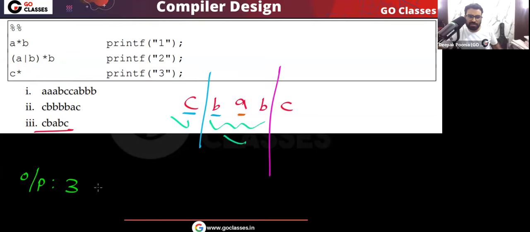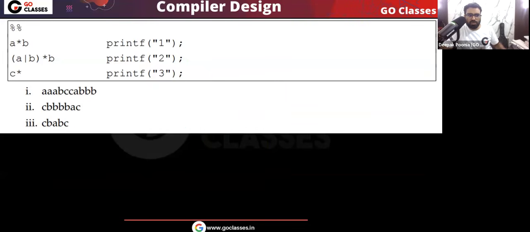You can see this is matching with token 2, the regular expression corresponding to token 2. Yes or no? Now you can see finally this C is matching with this regular expression only. Only this regular expression is matching. So for this is the lexeme and 3 will be printed. So this is the output token stream. The answer will be 323.